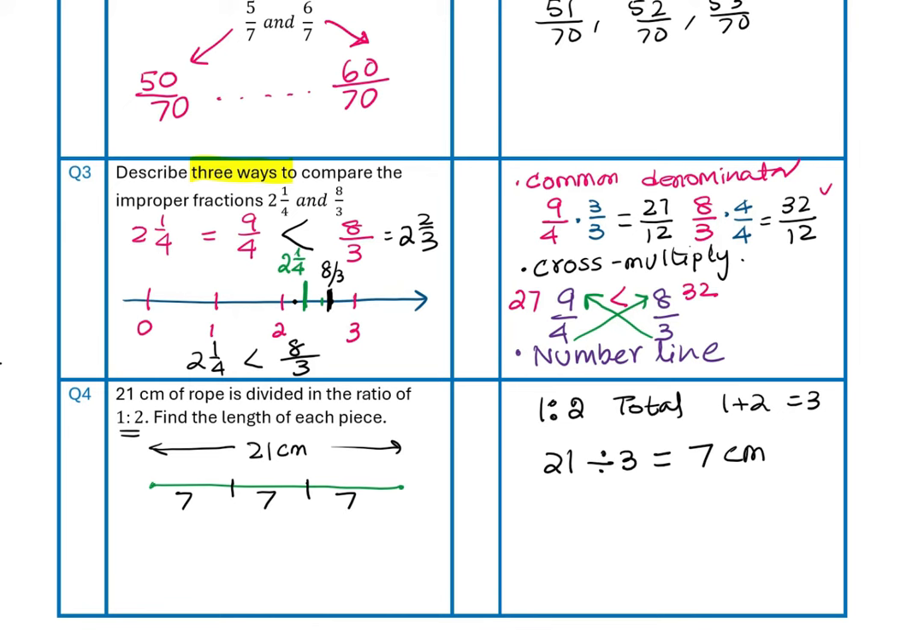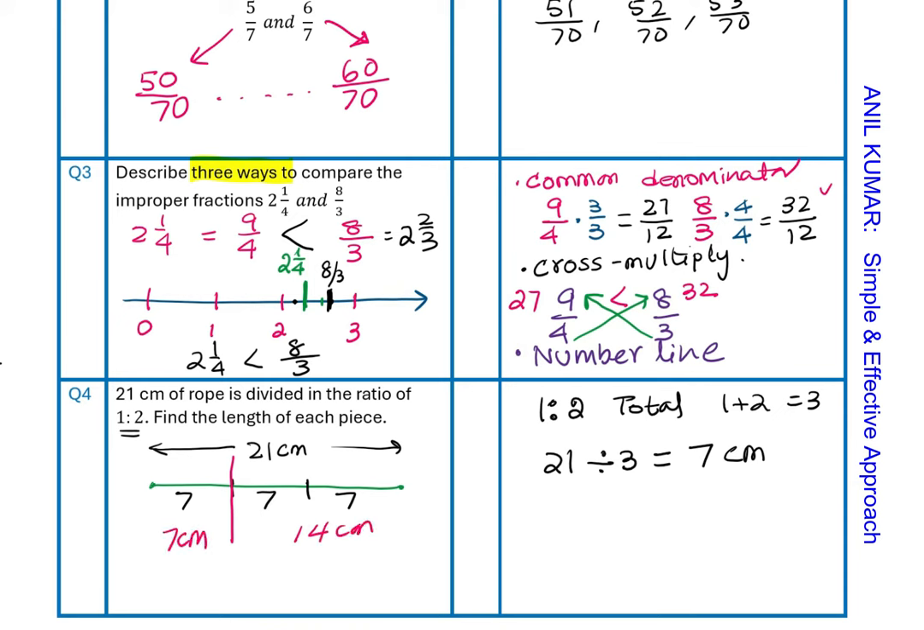What do you get? Is length of each 1:2. So 1:2 means this is one section of the rope, right? So that would be 7, and these are the two sections, so that will be 14 centimeter. You get the idea. So find the length of each piece. Each piece is 7 centimeter and 14 centimeter. Is that clear to you?